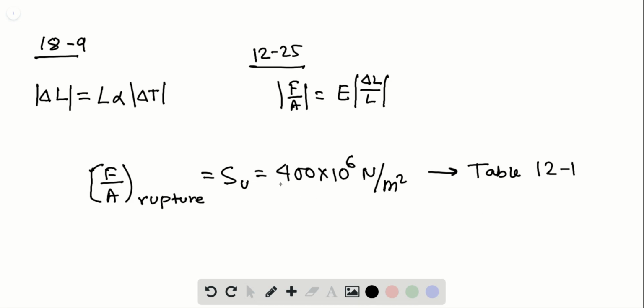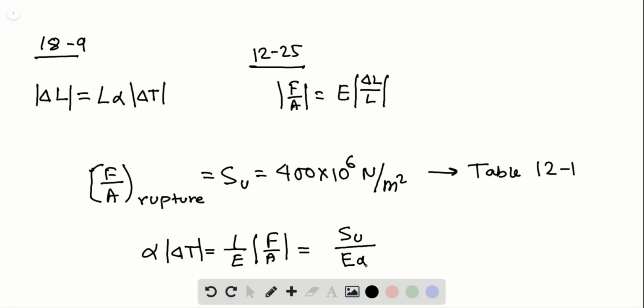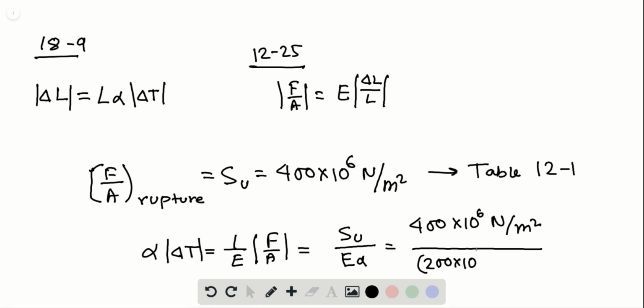12.1. Now, if we combine the above equations by eliminating delta L over L, we see that alpha times absolute value of delta T is equal to 1 over E times F by A absolute value. I hope that got correct. Yeah, and then we can write that as SU divided by E times alpha, which is 400 times 10 to the power 6 Newton per meter squared divided by E, which is 200 times 10 to the power 9 Newton per meter squared, and alpha is 11 times 10 to the power minus 6 per degree Celsius.